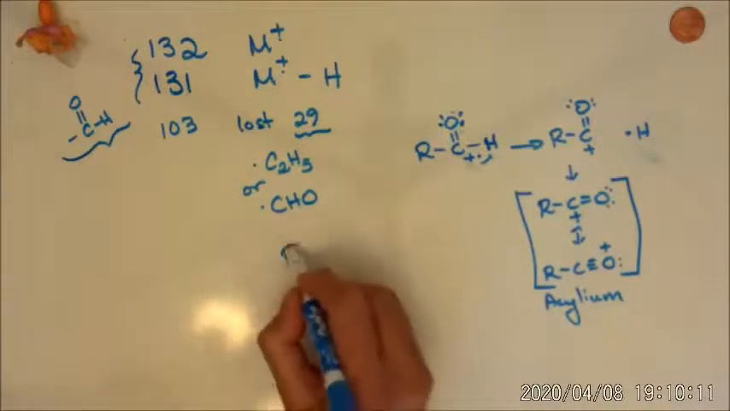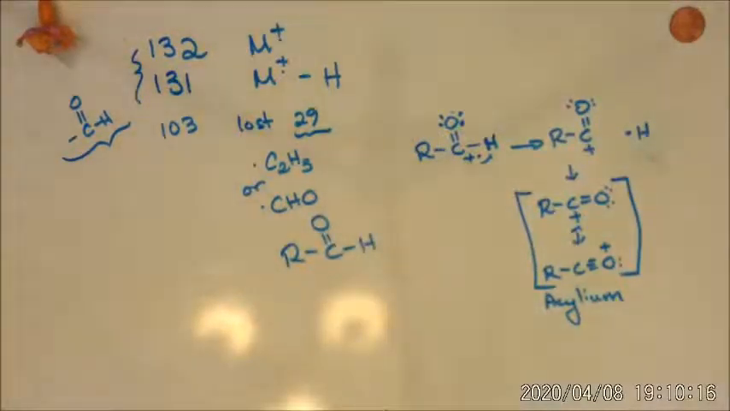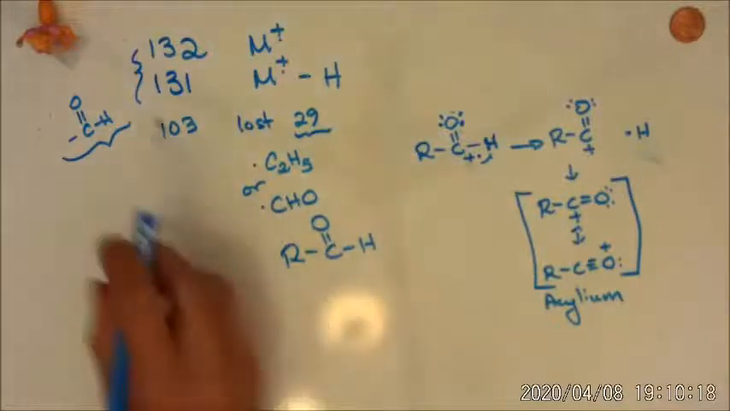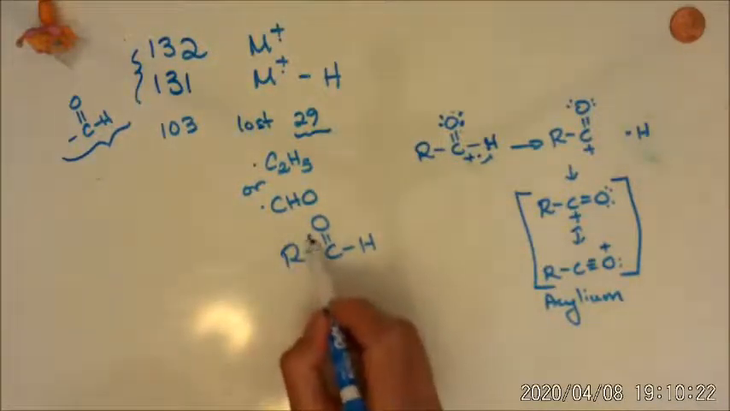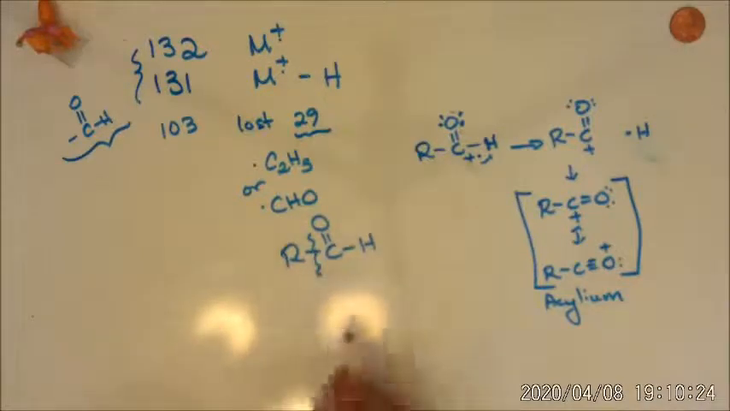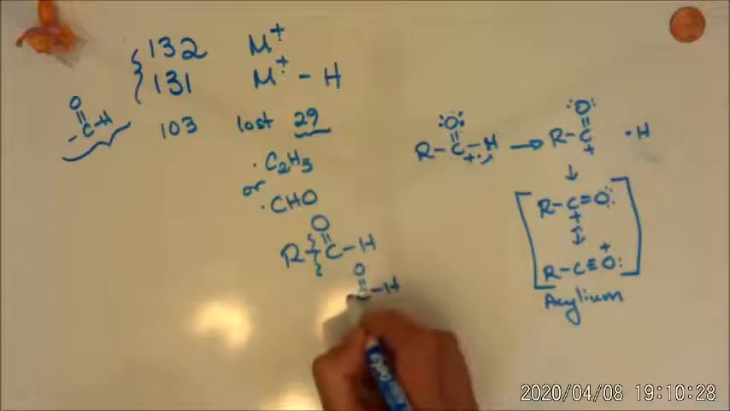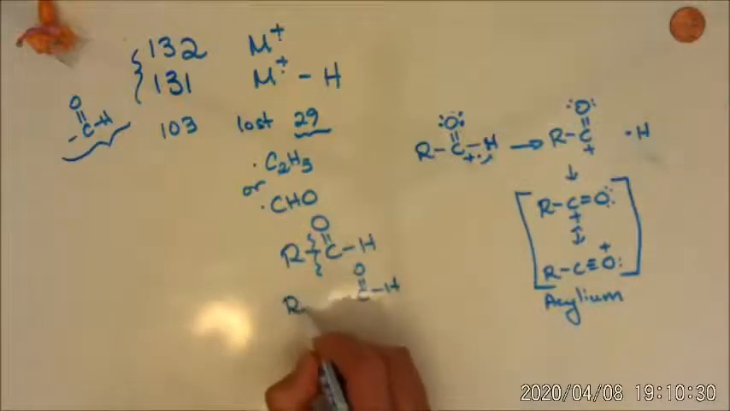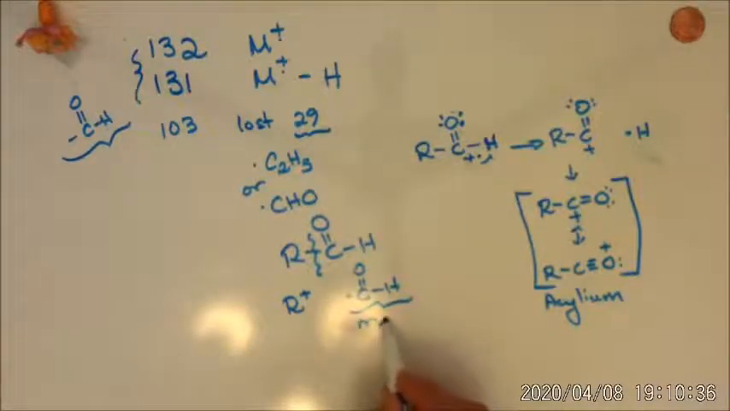So, if I have an aldehyde on my molecule, I lose a hydrogen, I form an acylium ion. I break this off, and that becomes my radical. Then what I have is, this is my 29, my fragment. Okay?